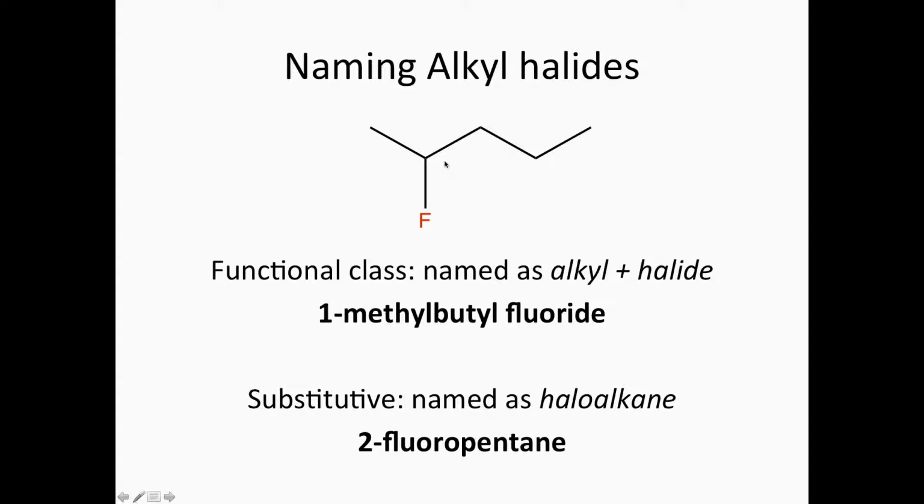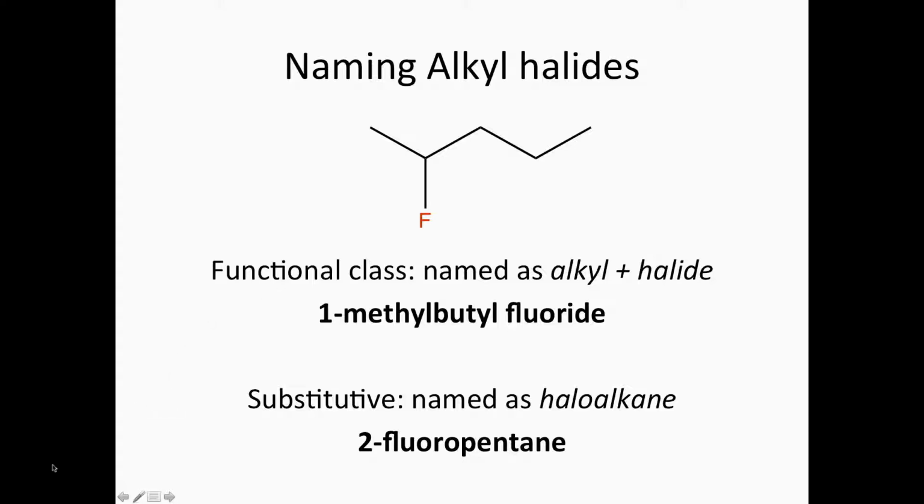Let's try the other side. Starting again here, 1, 2. So the longest chain is 4 carbons long, which makes it a butane. Coming off position 1, there's a methyl group. So the alkyl group here is 1-methyl-butyl, and it's attached to a fluorine, so the name is 1-methyl-butyl fluoride. Again, 1-methyl-butyl fluoride.